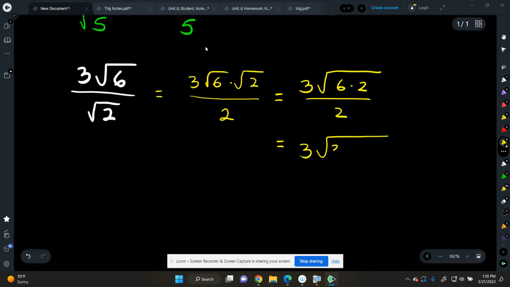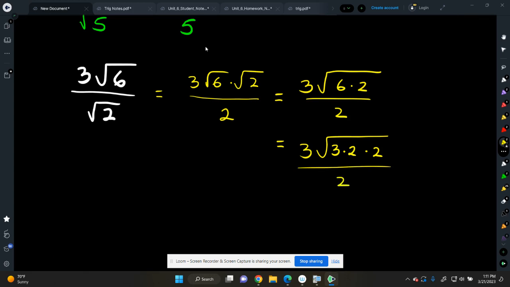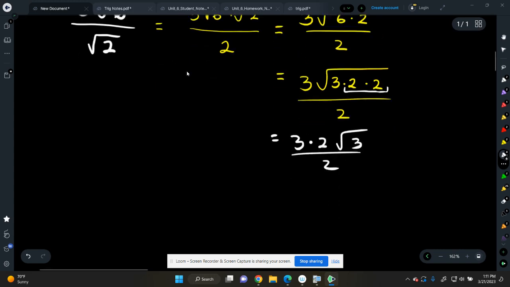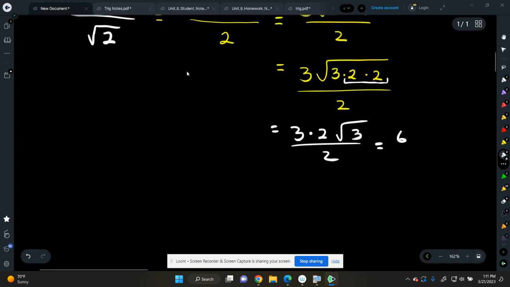Yeah, let's factor this down. 3 times 2 times 2 over 2. So once we move and remove, then we have to simplify it if possible, right? So that's what we're doing. We're simplifying it if possible. So here I can take these 2's out. So this becomes 3 times 2 root 3 over 2, which is 6 root 3 over 2, which reduces to 3 root 3.